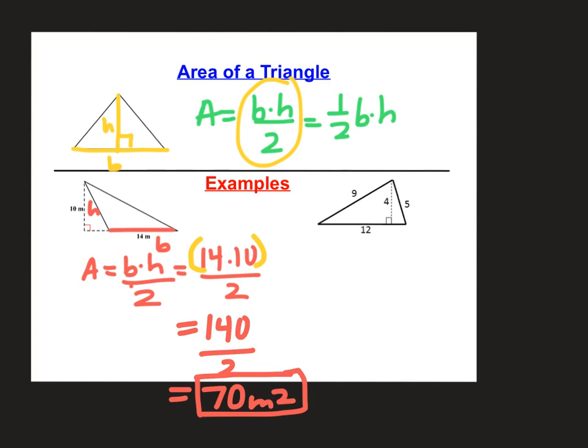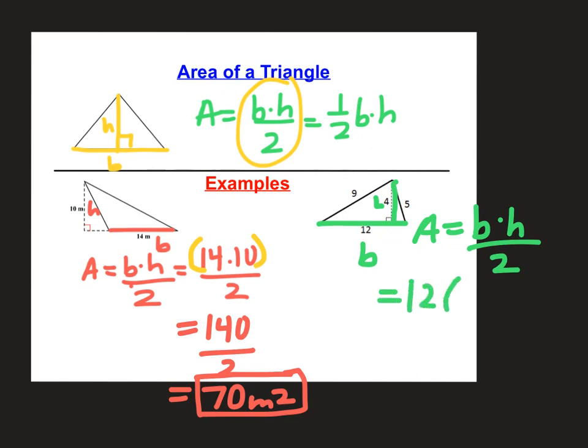All right, and our last one. Notice they have all of our sides here, but we have this line in the middle, our height, and that has to touch our base. So 12 is going to be our base. So we're going to do area equals base times height divided by 2. My base is 12 and my height is 4, so we're doing 12 times 4 divided by 2.